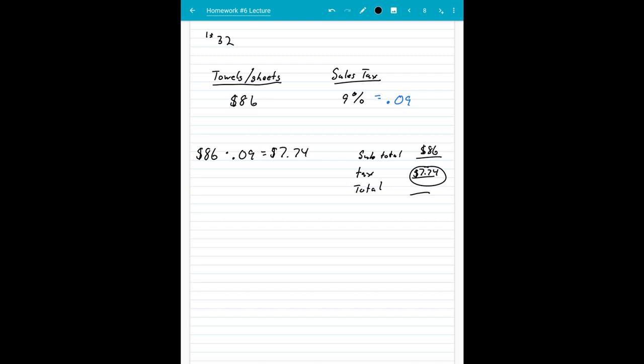You could then find the total of what you owe, 86 plus 7.74. That gives you the $93.74 if you wanted to find out the total. This problem just wants the tax, so you don't have to figure out what the total is on this one. It just wants the tax. But that's how the tax and everything works. You want to find the tax first and then add it to the subtotal.